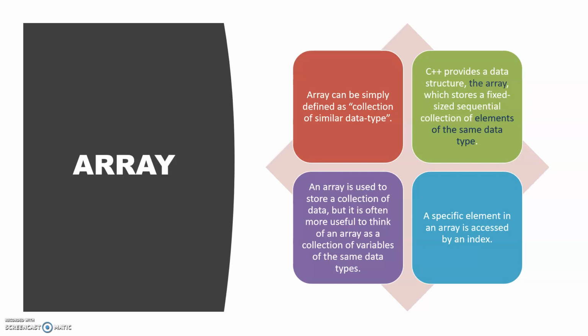An array can be simply defined as a collection of similar data types, which stores a fixed-size sequential collection of elements of the same data type. An array is used to store a collection of data, but it is often more useful to think of an array as a collection of variables of the same data type. A specific element in an array is accessed by an index.